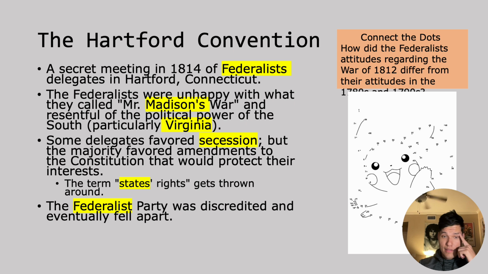All right, so this slide is talking about the Hartford Convention, right? In the year 1814, Federalist delegates met in secret at the Hartford Convention. They were upset with Madison's war policies and the growing political power of the South. While some of them talked about secession, most wanted constitutional amendments to protect their interests. So the Federalist Party will soon collapse, in part because of their opposition to the war. That was just a quick, brief summary of the slide.